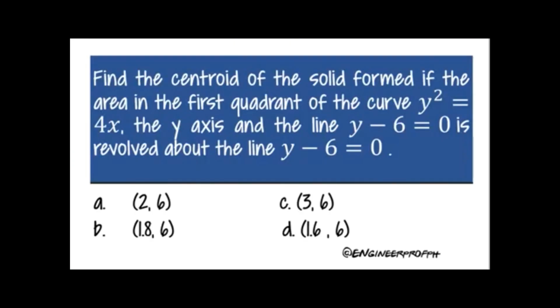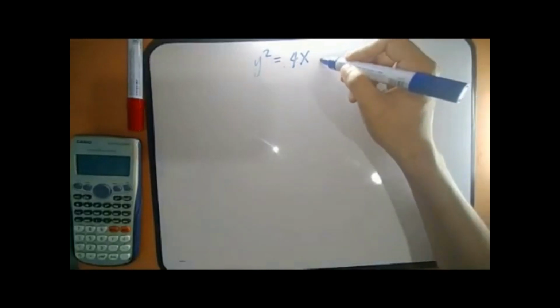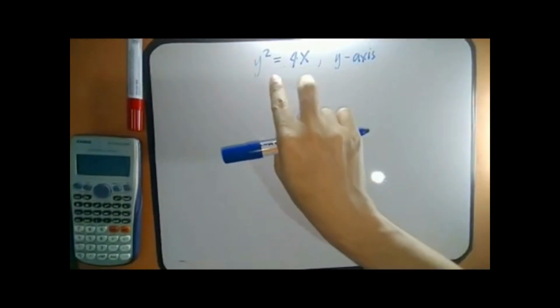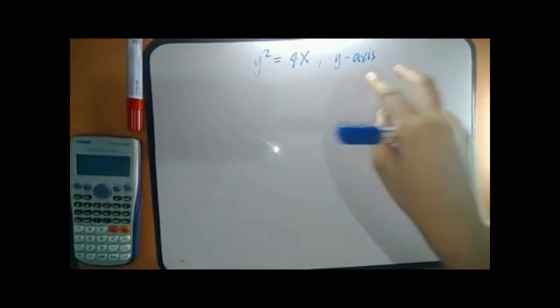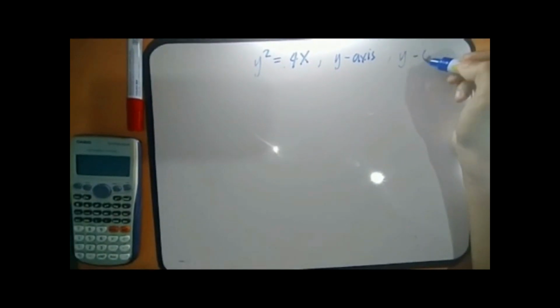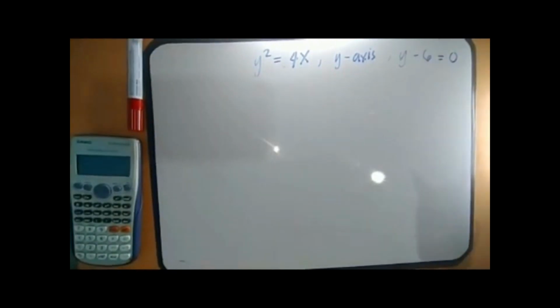In this first problem, guys, we have: find the centroid of the solid formed if the area in the first quadrant of the curve y squared equals 4x, the y-axis, and the line y minus 6 equals 0 is revolved about the line y minus 6 equals 0. So you have this y-axis, this is our parabola, and the line y minus 6 equals 0.